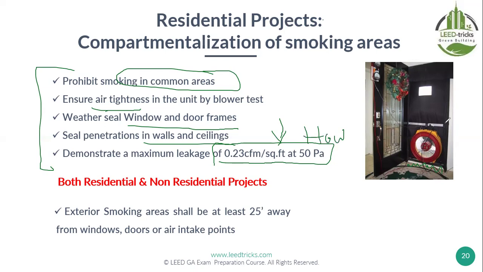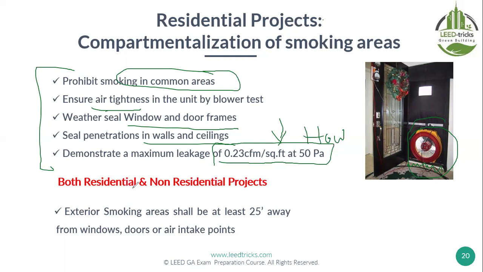By something we call a blower test. You see this fan? Blower test. They provide air at a specific rate inside the apartment, and then start to measure the leakages from under floors, from windows, from anywhere. When they measure it, it shouldn't be more than 0.23 CFM per square foot.